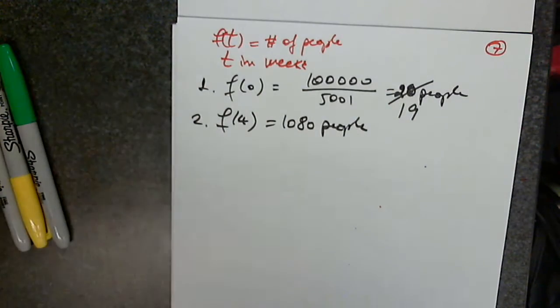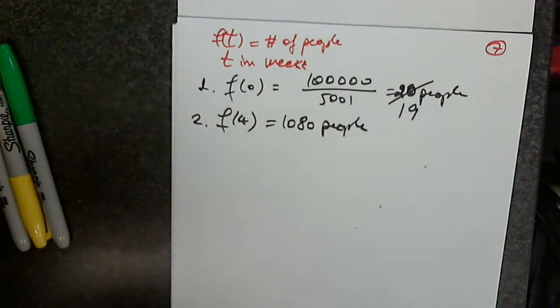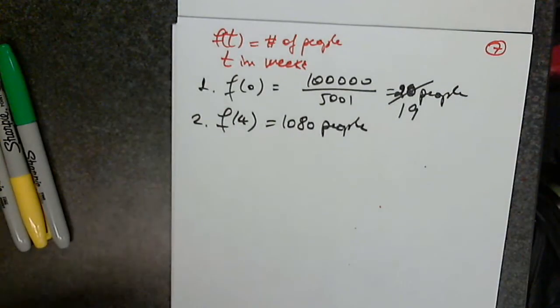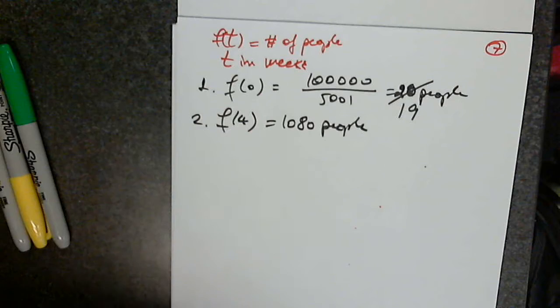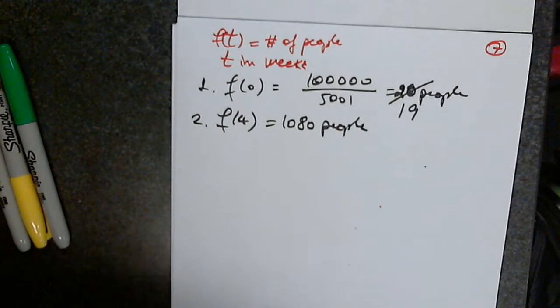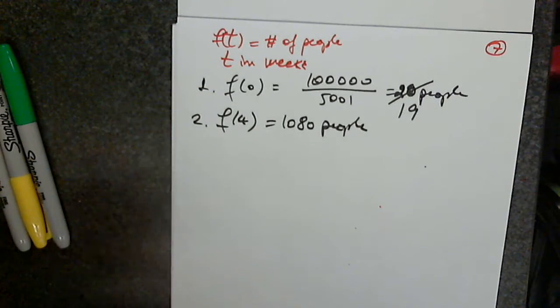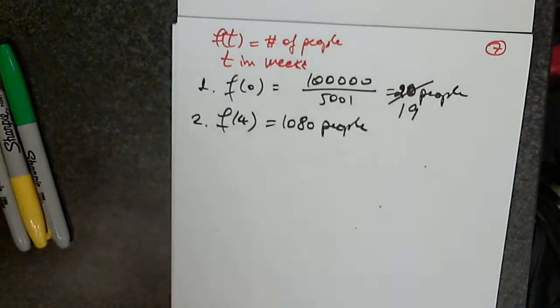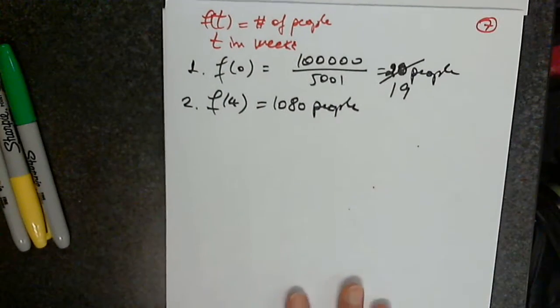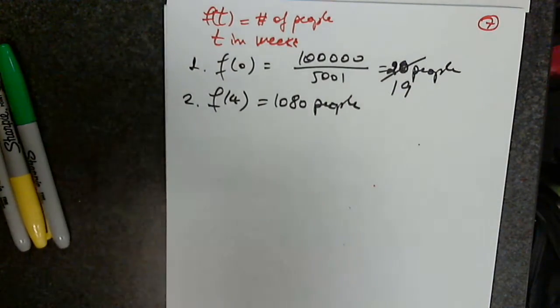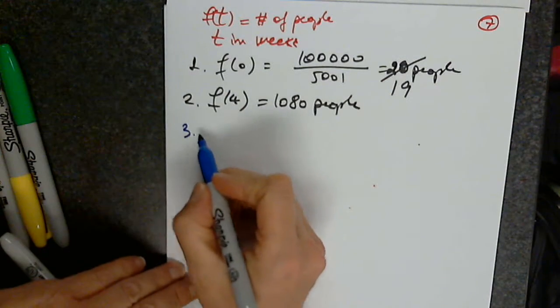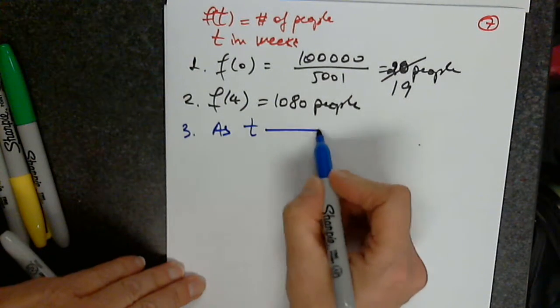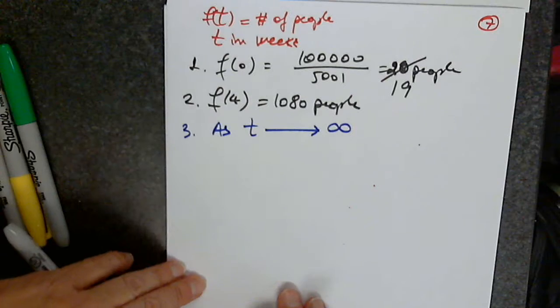10 weeks later, we have this. 15 weeks later, we have this. 100 weeks later, we have this. So what am I getting at? What am I really telling you? Yes, the trend is going towards what? Towards infinity. We cannot really say time is infinity, but let's see what happens here. So number 3, as t approaches infinity.